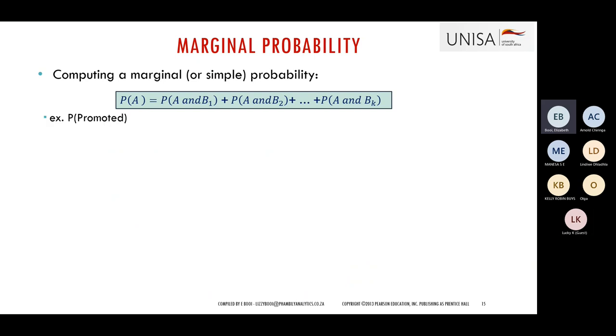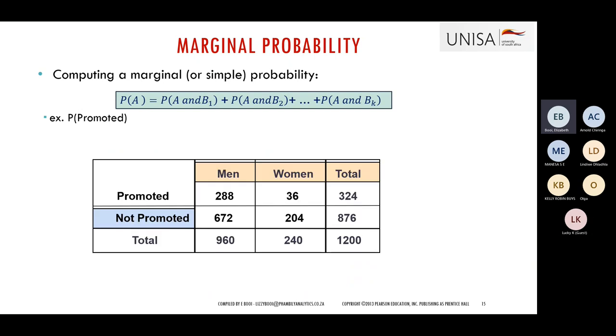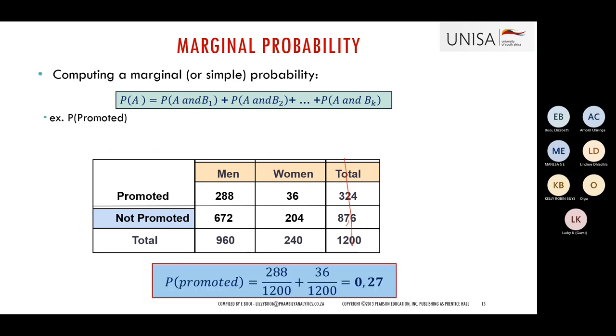So it's like your simple probability. Let's say, for example, I want to calculate the probability of promoted. I'm going to assume that I'm not given this column of total. Therefore, the probability of promoted will be 288 divided by 1,200 plus 36 divided by 1,200, because it is the sum of the joint probabilities. Can you see that? That will give me 0.27, because 288 plus 36 equals 324, divided by 1,200 is 0.27.